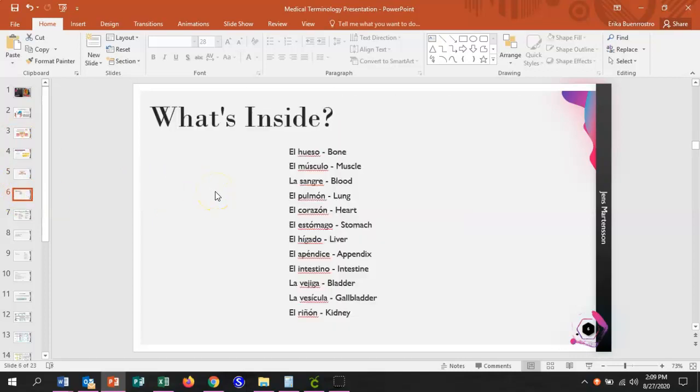All right, so let's talk about what's inside. So the bone is hueso, muscle, músculo, blood, sangre, lung, pulmón, heart, corazón, stomach, estómago, liver, hígado, appendix, apéndice, intestine, intestino, bladder, vejiga, gallbladder, vesícula, kidney, riñón. Okay.